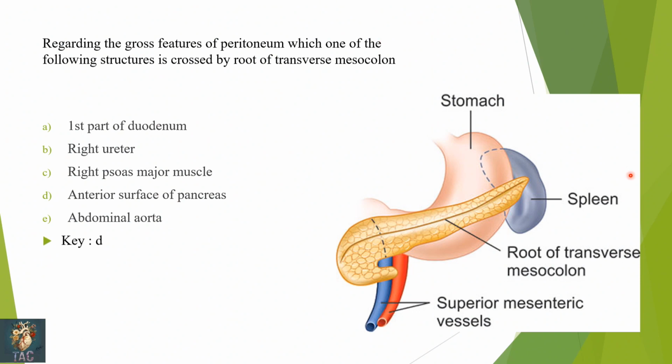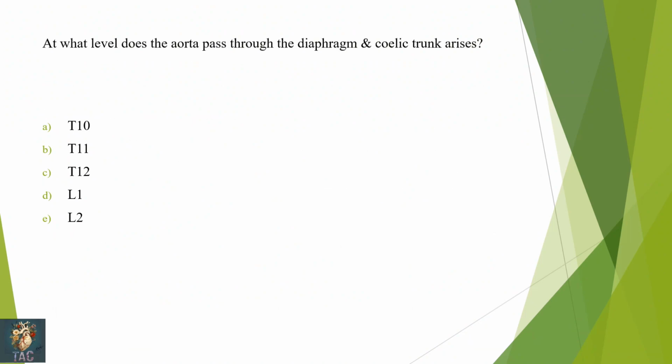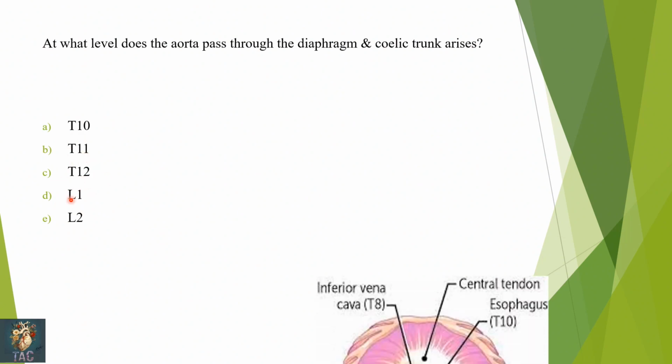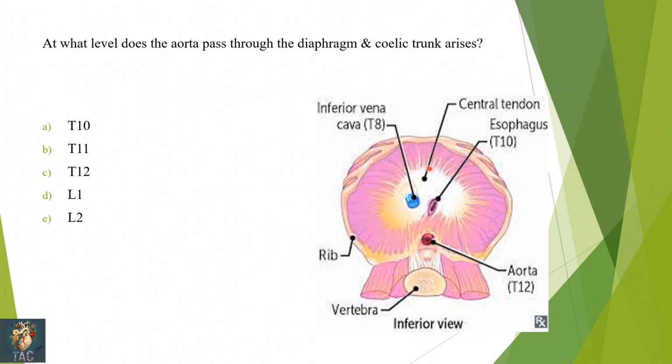Next is, at what level does the aorta pass through the diaphragm and the celiac trunk arises? That may be the T10 level, T11, T12, L1 or L2. So look at this cross section. This is the central tendon of the diaphragm. At the level of T10, esophagus is passing. At the level of T8, inferior vena cava is passing, and at the level of T12, aorta is passing through the diaphragm. So here the correct option is T12, that is C.